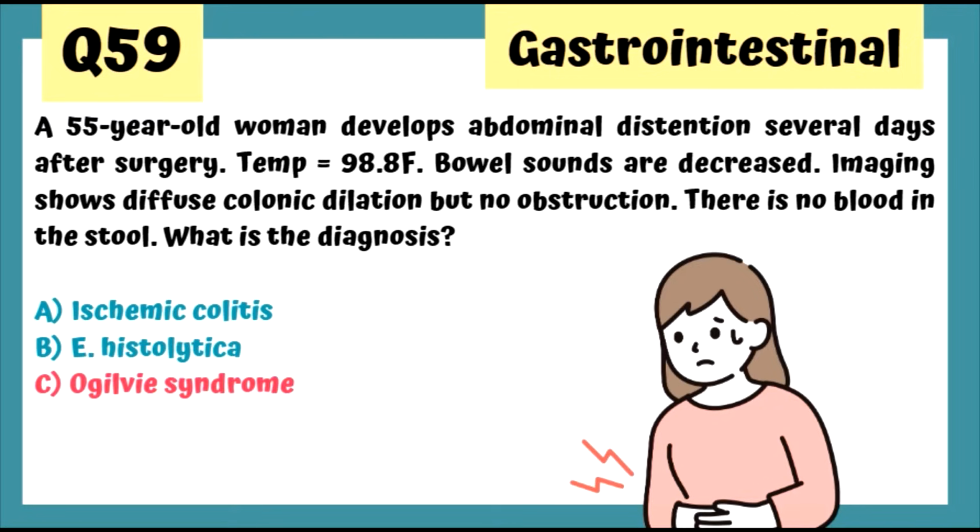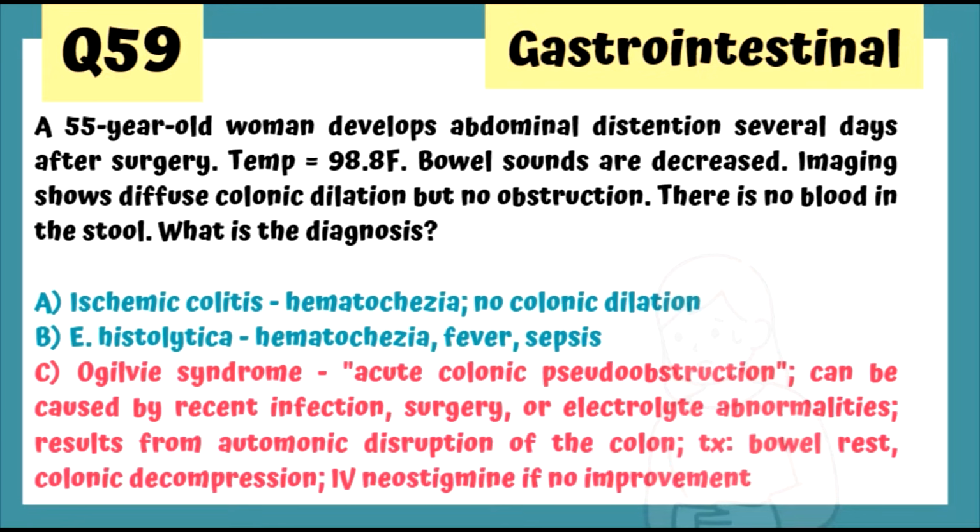Ogilvie syndrome. Ogilvie syndrome is when everything is dilated. It's called acute colonic pseudo-obstruction. There's no obstruction, but for some reason everything is dilated. And treatment is bowel rest, colonic decompression, and IV neostigmine if no improvement.